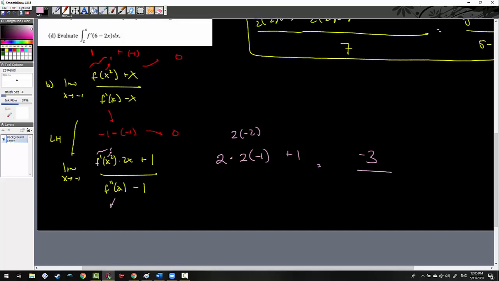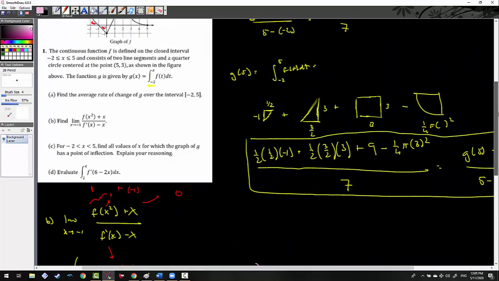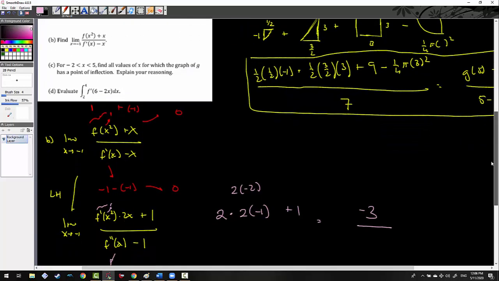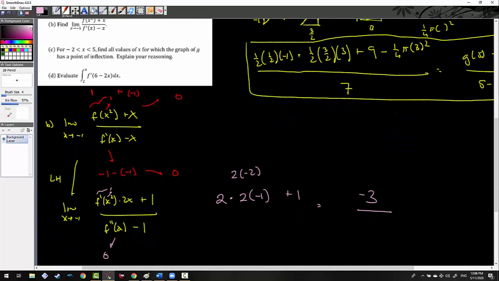Over, what is f double prime of x as x approaches -1? Well, that's the hard part. Remember, this is a graph of f, so what you see is what you get. F double prime in the context of this is going to be the concavity of the graph right here. But what is the concavity of a line? The concavity is 0. So you get 0 minus 1, which is -1. Your limit heads to 3.